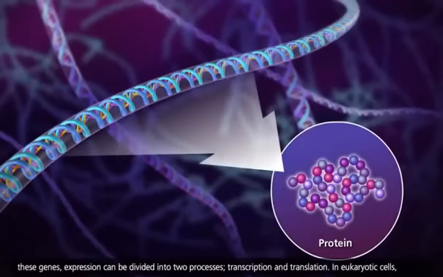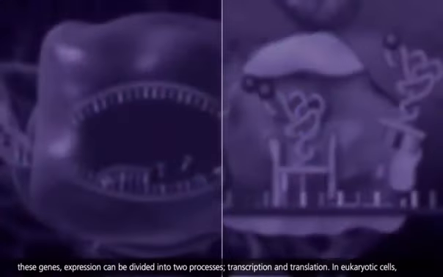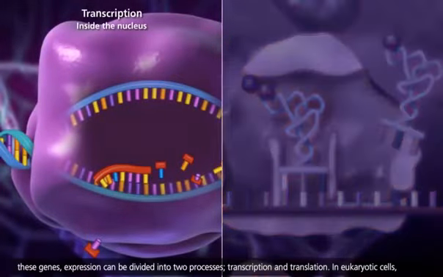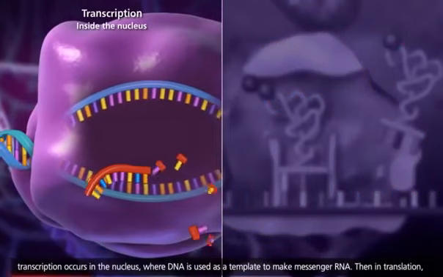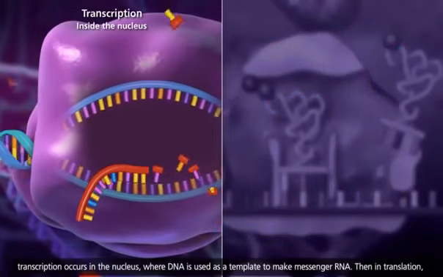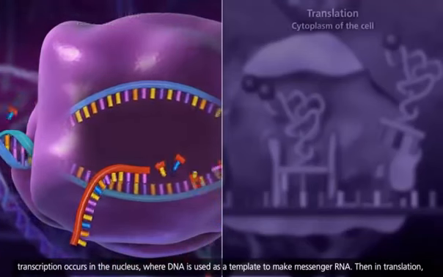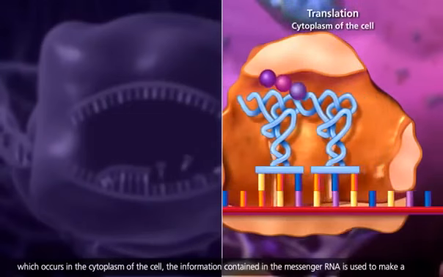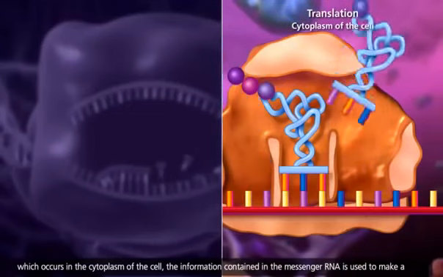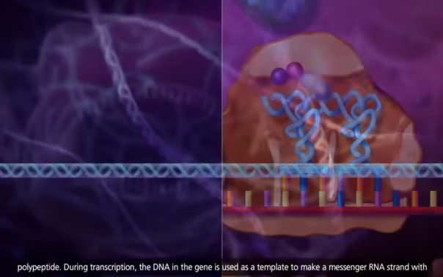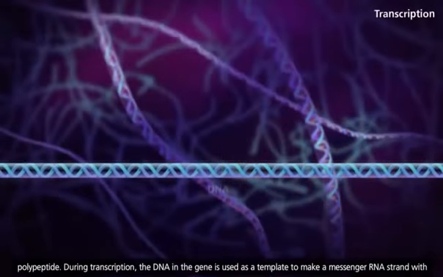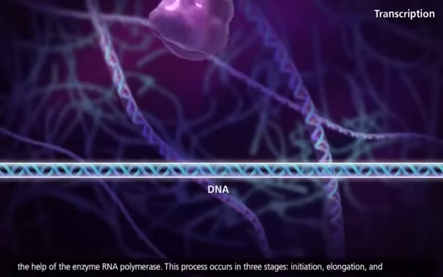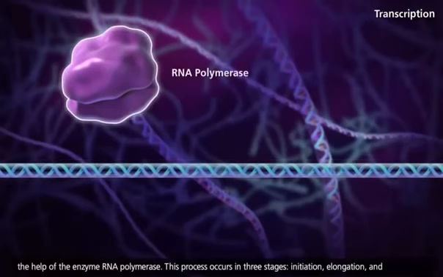For these genes, expression can be divided into two processes, transcription and translation. In eukaryotic cells, transcription occurs in the nucleus, where DNA is used as a template to make messenger RNA. Then in translation, which occurs in the cytoplasm of the cell, the information contained in the messenger RNA is used to make a polypeptide. During transcription, the DNA in the gene is used as a template to make a messenger RNA strand with the help of the enzyme RNA polymerase.